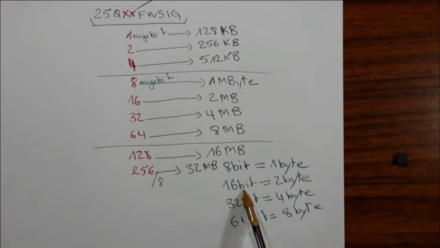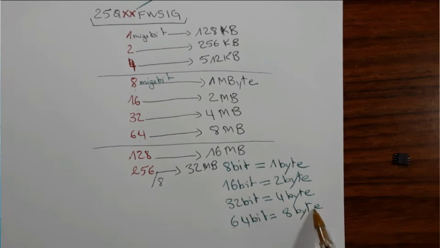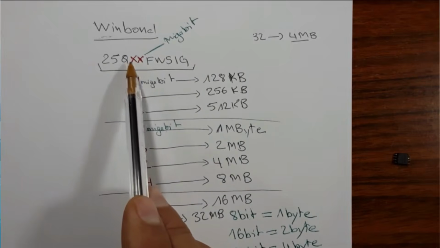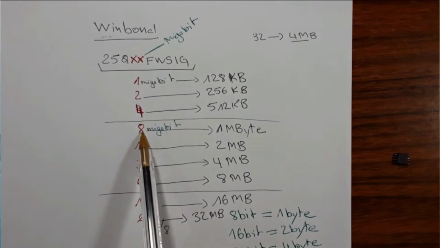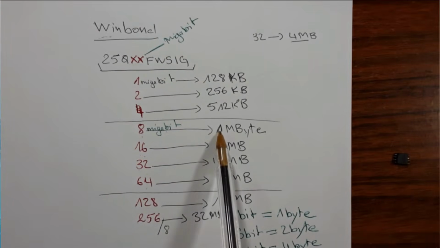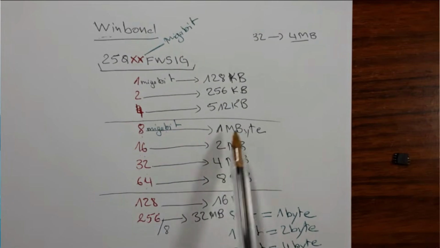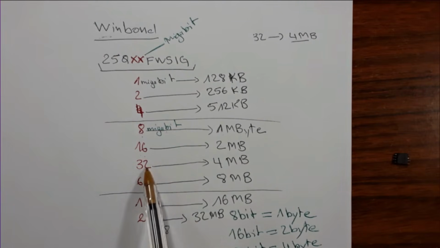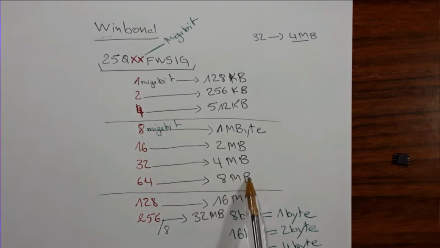So 16 bits will equal 2 bytes, 32 bits will equal 4 bytes, and 64 bits will equal 8 bytes. That's why when you look here, between Q and F, 8 means the IC size is 1 megabyte, 16 means 2 megabytes, 32 means 4 megabytes, and 64 means 8 megabytes.